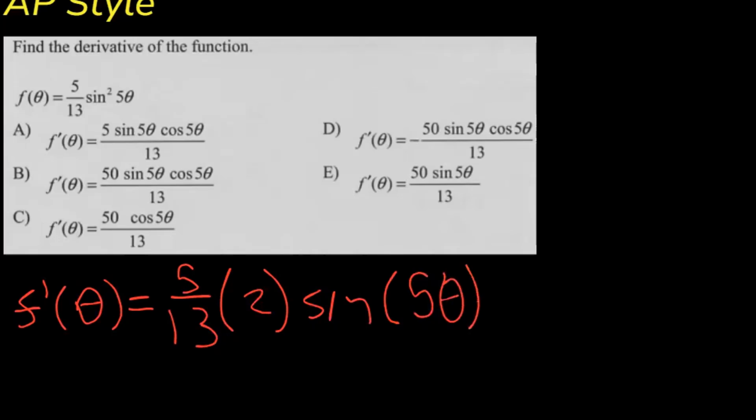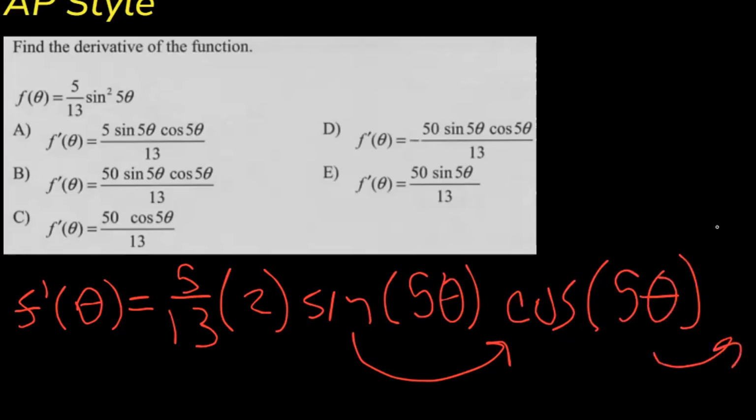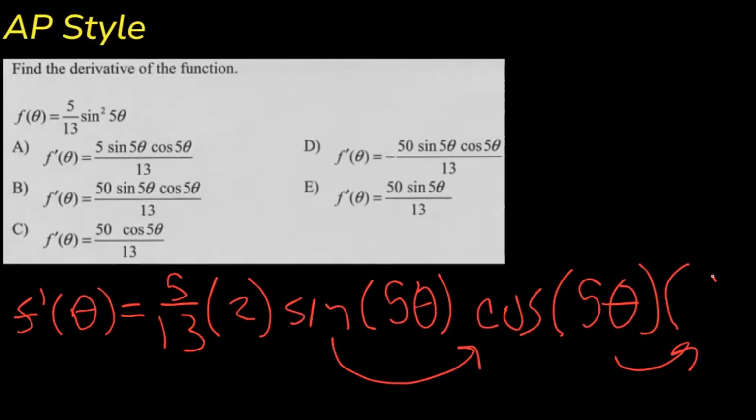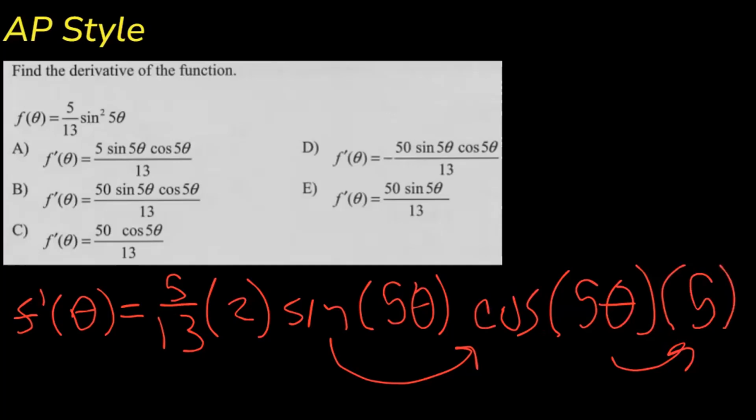I like to put my 5 theta in parentheses. The inside of that is sine, so I have to take the derivative of that, cosine, of 5 theta, and then the derivative of the inside of the cosine, which is 5 theta, so its derivative is 5. To clean this up a bit, you have 5/13, you have the 2, and you have a 5. This is going to be 50/13.